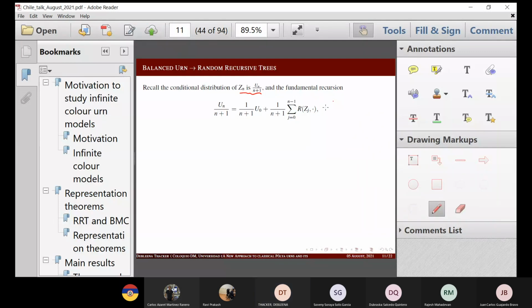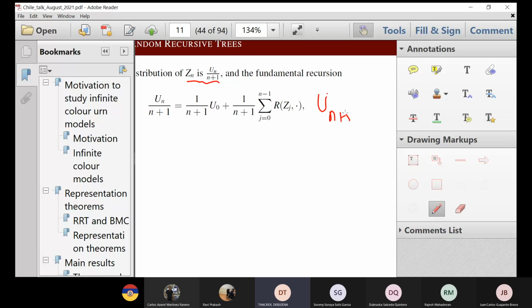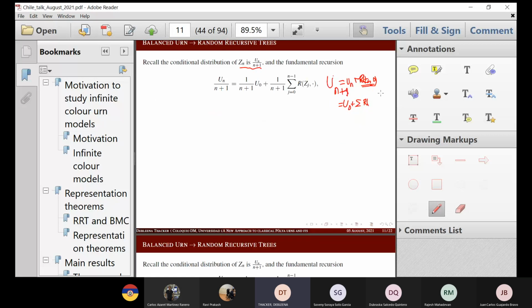Un plus 1 is equal to Un plus R of Zn, right? So if we expand this R of Zn into longhand, what you are going to get is exactly what we have, U0 plus the sum over all these R of Zj's.